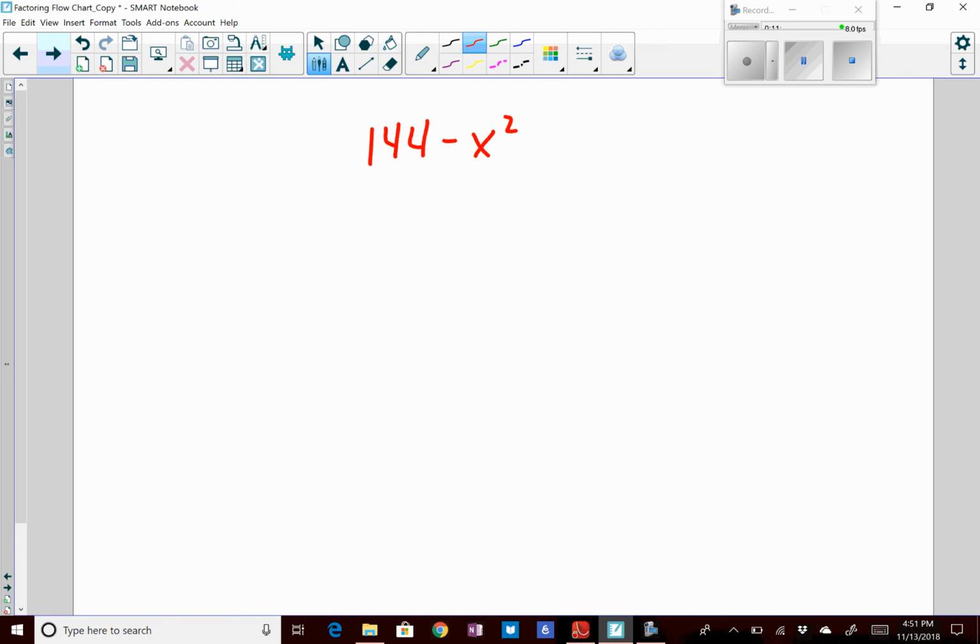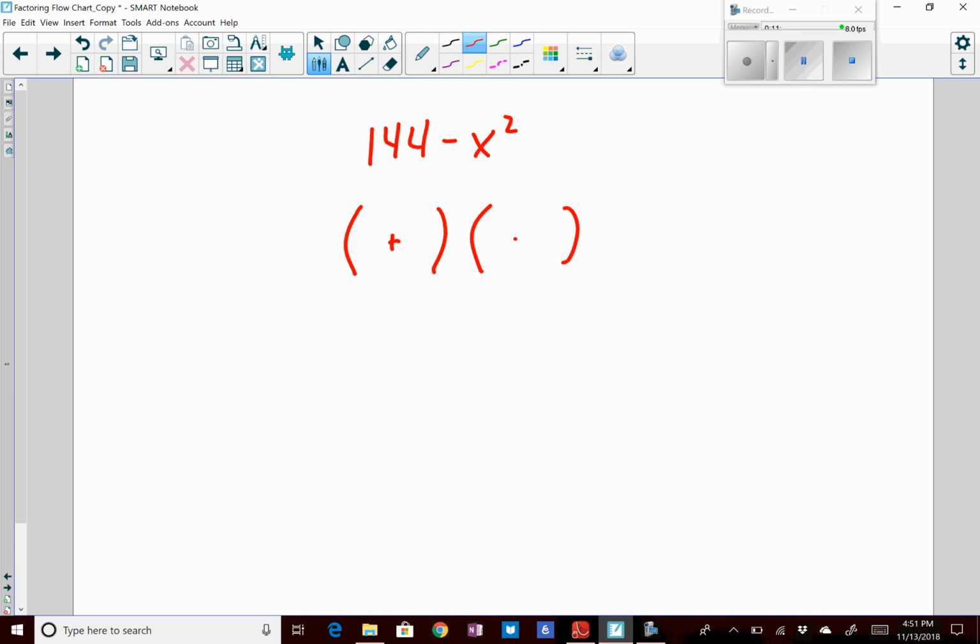Okay, something similar here. Again, we look to see if there's a GCF. There's nothing other than 1 as a GCF here, so we notice that it's a binomial, so we move down in the chart to the binomial. And again, we're trying to recognize if the difference of 2 squares exists. So since 144 is a perfect square and x squared is a perfect square, we do have the difference of 2 squares.